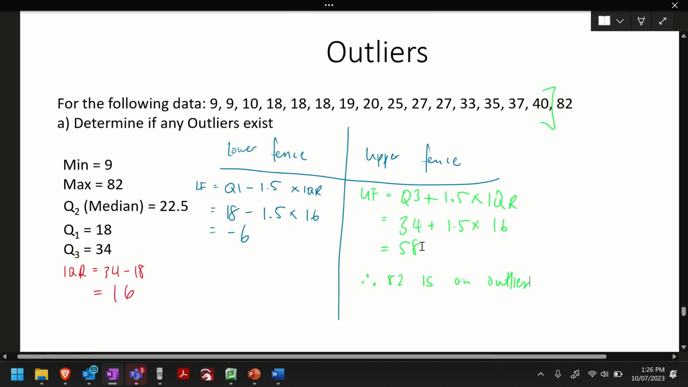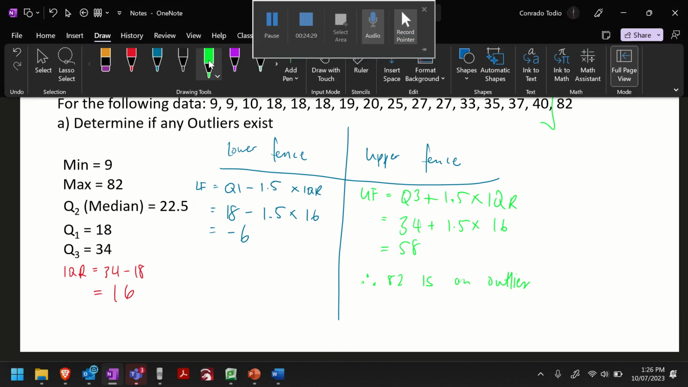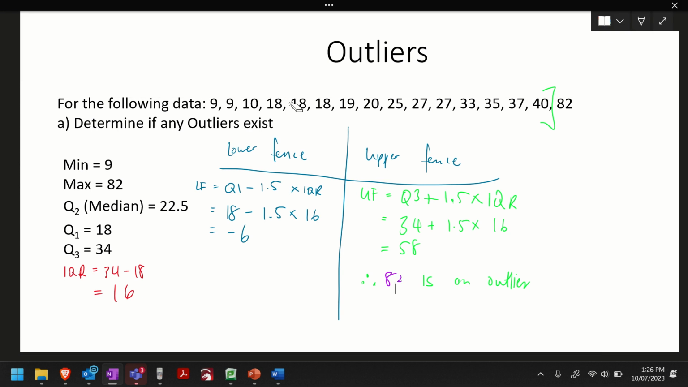Okay. Any questions with this? Sorry, is it hard to see? Green is very difficult to see. Okay, let me change the colors. Why is this so confusing?